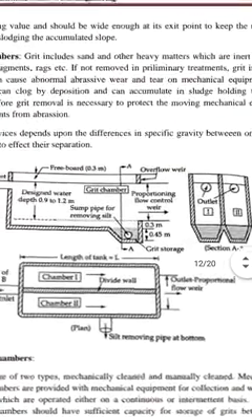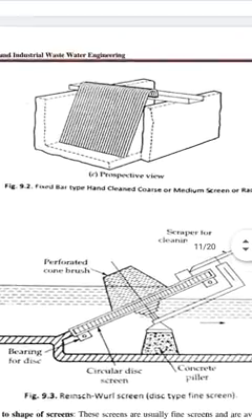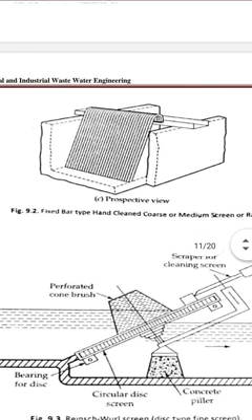Okay. Next, you can see here another one. This is the perspective view. This is the fixed bar that I'm showing. According to this shape, these screens are usually fine screens that are available in different forms: the mesh screen, the band screen, the perforated plate screen, the wing screen, the drum screen, and the cage screen. So these are the types of screens available according to shape.